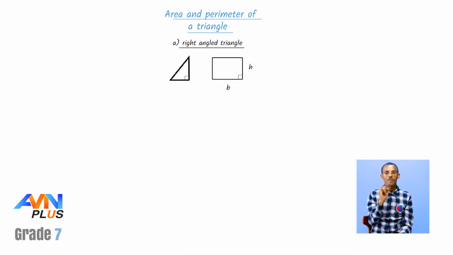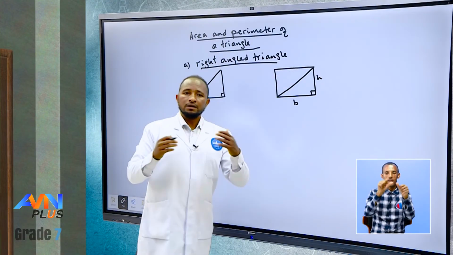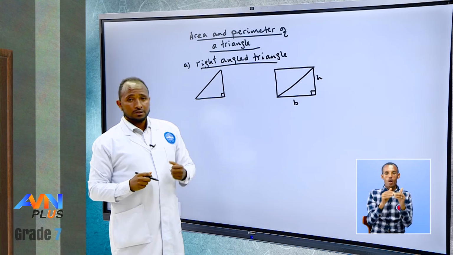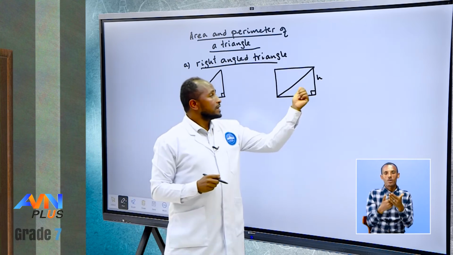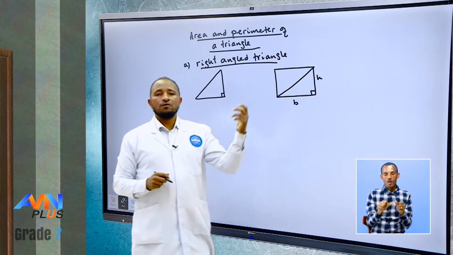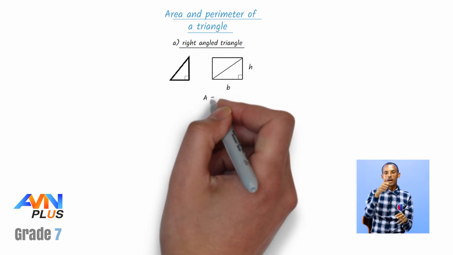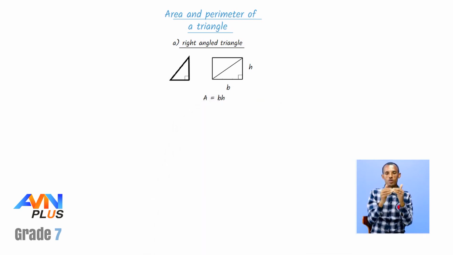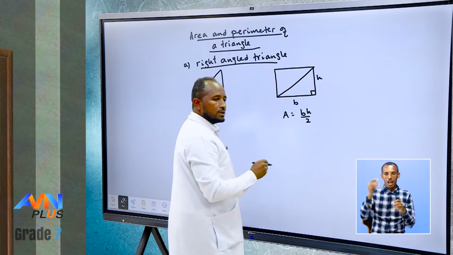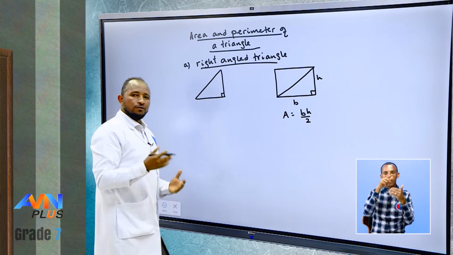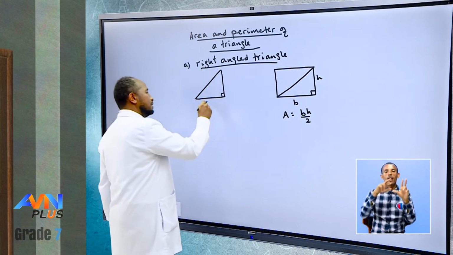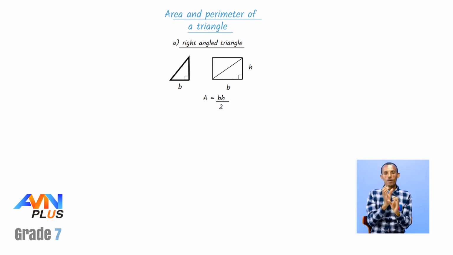If you use this diagonal, it divides the area of the rectangle into two equal parts. Therefore, the area of this triangle is half of the area of the rectangle. The area of the rectangle is base times height. The triangle is half, so you divide by 2. Therefore, if you have a right angle triangle, to calculate its area, just take the base and height.